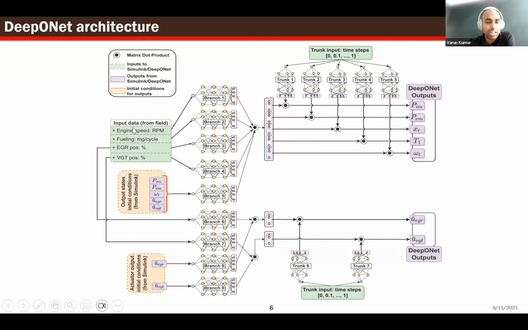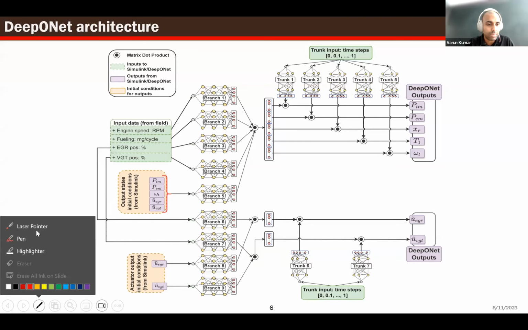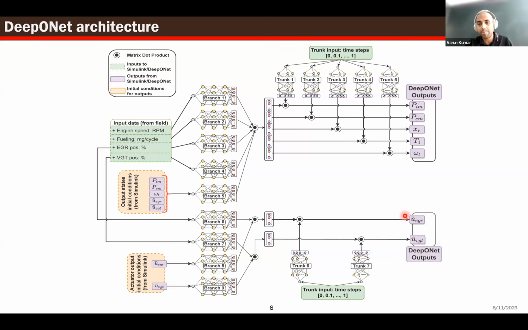And for the input, we are using engine speed, the fueling, how much fuel we supply into the cylinder, and we are using the EGR position and the VGT position as inputs. And then we actually use a total of 9 branches, and you see a separation in the network between the output for the EGR actuator signals and the 5 signals that I show here.